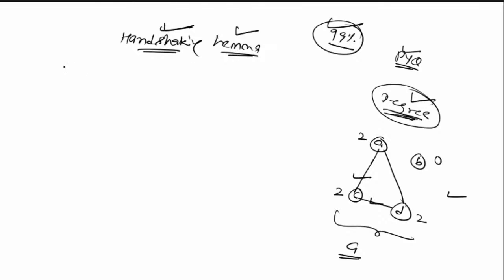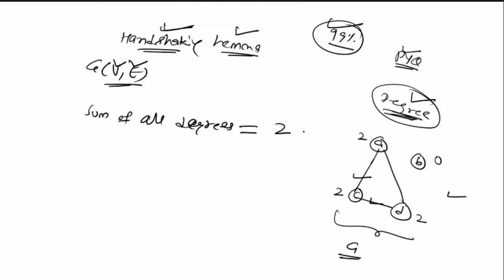This handshaking lemma, first let me tell you the statement, then I will tell you the proof. So the statement is this: assume you have a graph (V, E), where V is the set of vertices and E is the set of edges. Then the handshaking lemma says that the sum of all degrees is equal to twice the number of edges. This is your handshaking lemma. The summation of all degrees is equal to twice the number of edges.